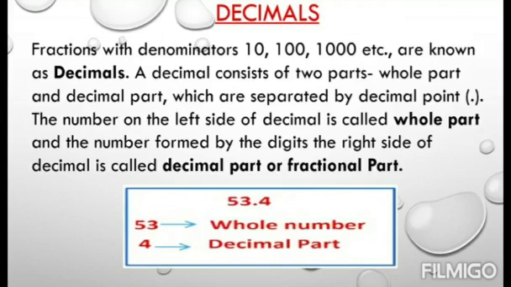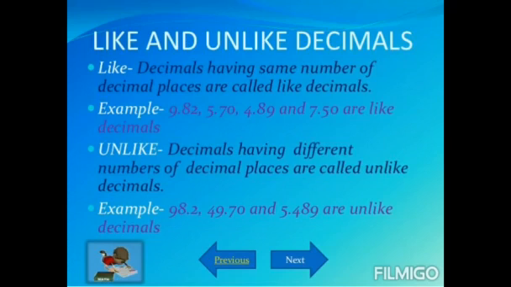For example, 53.4. In this decimal number, 53 is called the whole part and 4 is called the decimal part, or you can say fractional part. Next topic is like and unlike decimals.